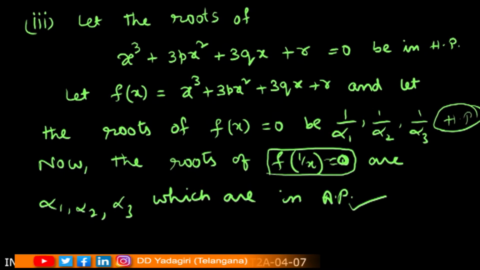If we find alpha 1, alpha 2, alpha 3, which are in AP, then we can find the condition for the roots of f of x is equal to 0 to be in HP.